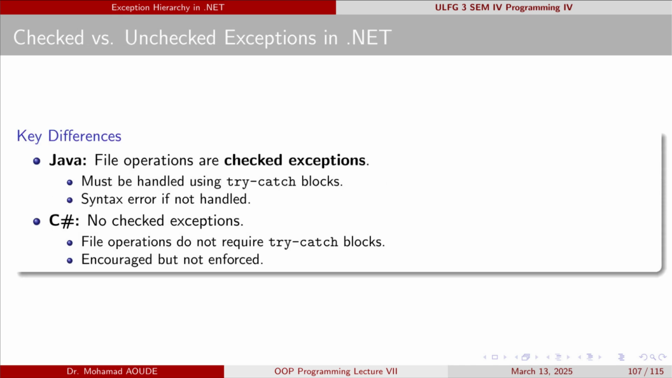In Java, some exceptions are checked, meaning the compiler forces you to handle them. In C#, all exceptions are unchecked. That means you're not required to catch them, but you should, especially when dealing with I/O, parsing, or external resources.